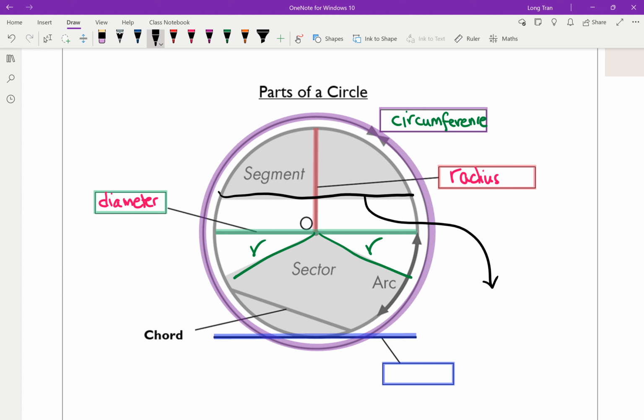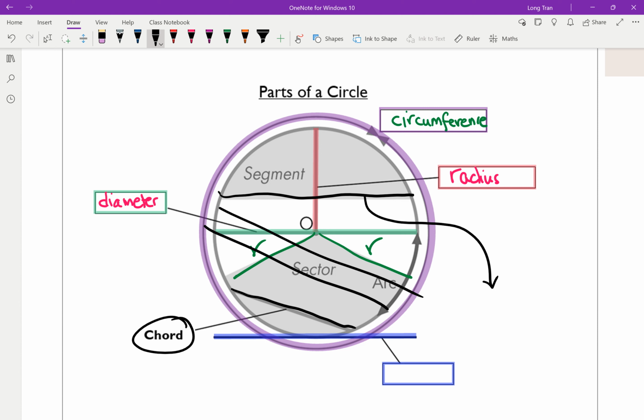Good, I'm teaching you something. It's called a chord. Okay? Very good. So that diagram there, they're trying to teach you that this is called a chord. See, it doesn't cross through the center. Okay, it doesn't touch the center. That is a chord. You can make as many chords as you want, but as long as they don't cross the center, it is a chord, not a diameter and not a radius.